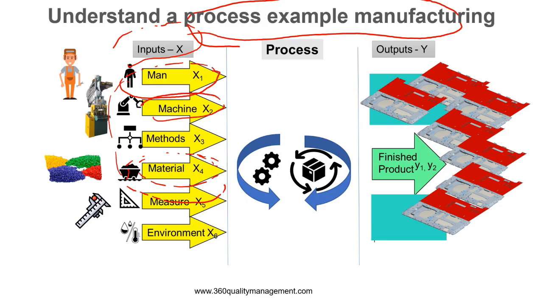The machine that helps to transform the material, the method that is used to transform it, and also the measurement process that measures the products or the material as well. The environment is also another process input, which is important for those products that are sensitive to environmental changes.